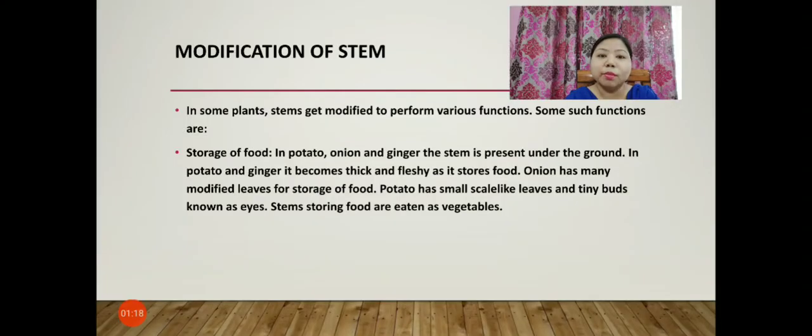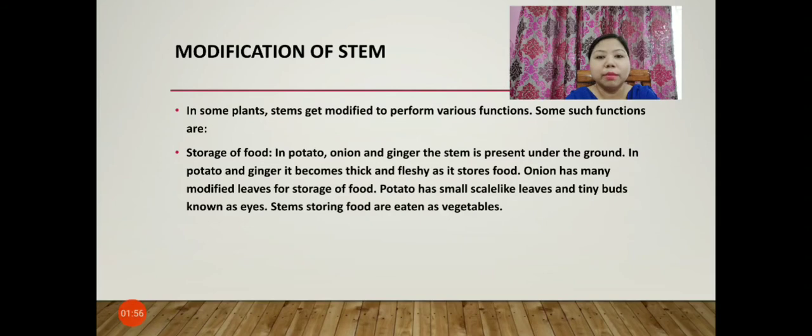Let us now look at the modification of stem. In some plants, stems get modified to perform various other functions. Some such functions are storage of food. In potato, onion and ginger, the stem is present under the ground. Potato, ginger, onion are all modified stems. When stems store food inside it, it swells up and we can eat those stem parts. It becomes thick and fleshy as it stores food.